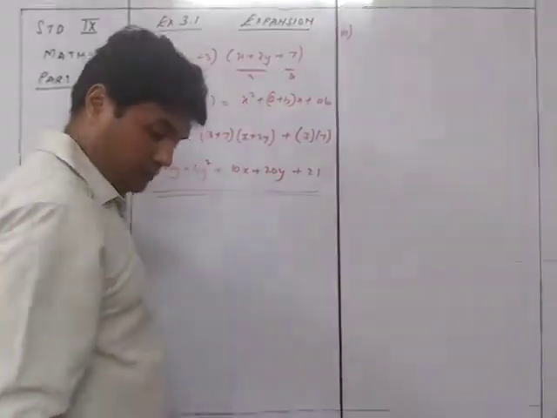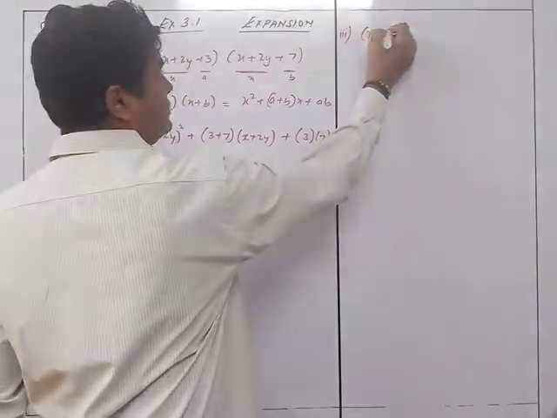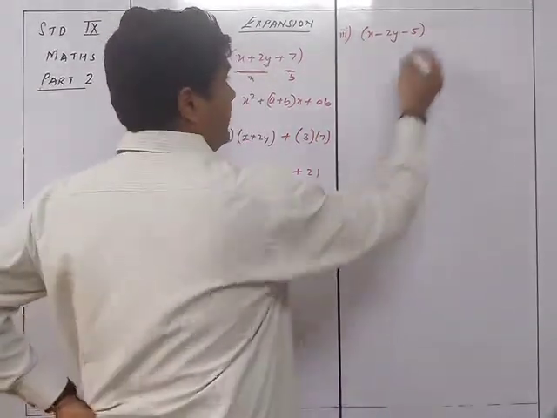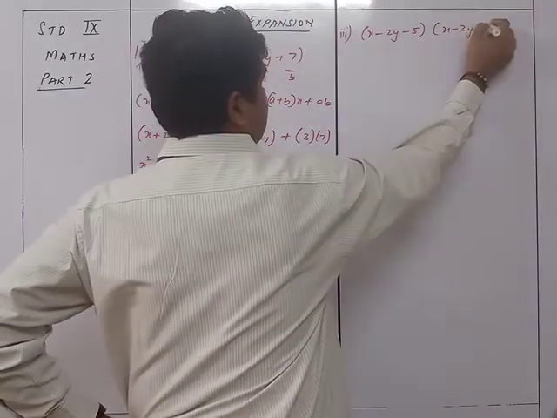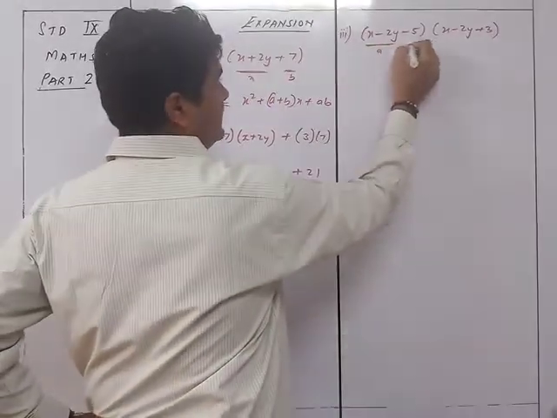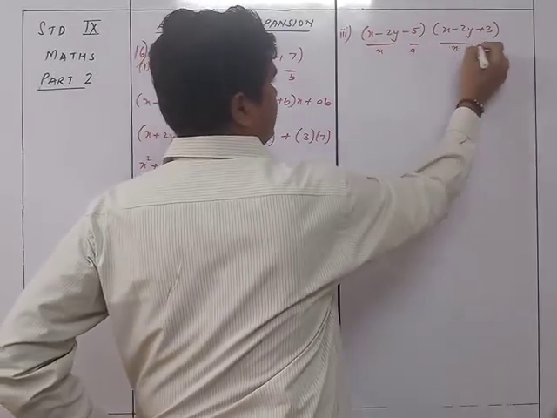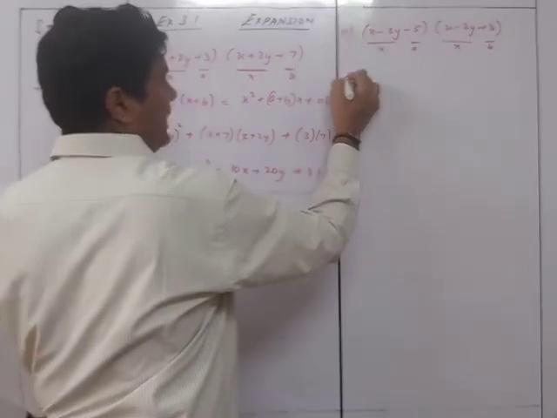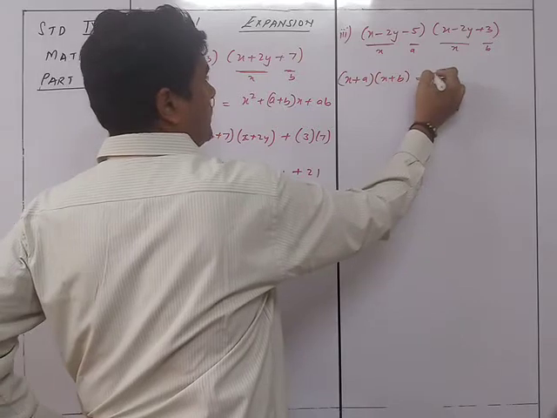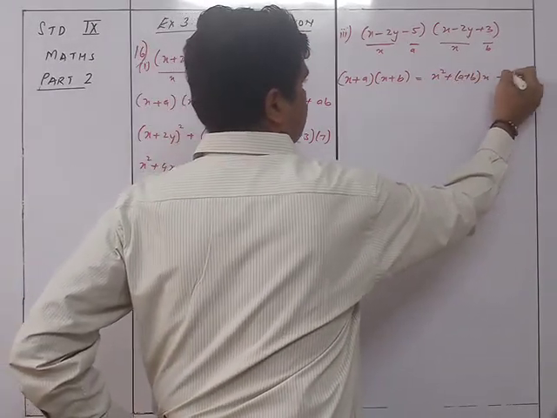Now 16's third part. In the same way it is (x - 2y - 5)(x - 2y + 3). So that's the question. Accordingly, this is my x and this is my a, this is my x and this is my b. So we have (x + a)(x + b) is equal to x square plus (a + b) x plus ab.